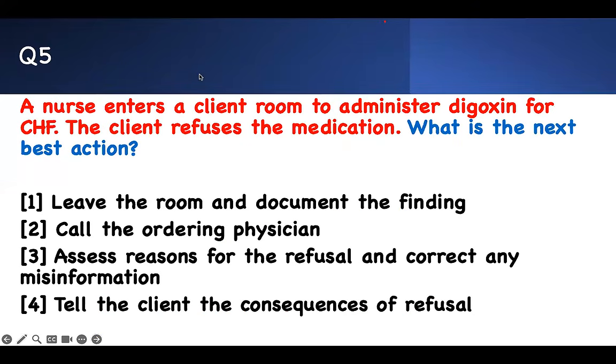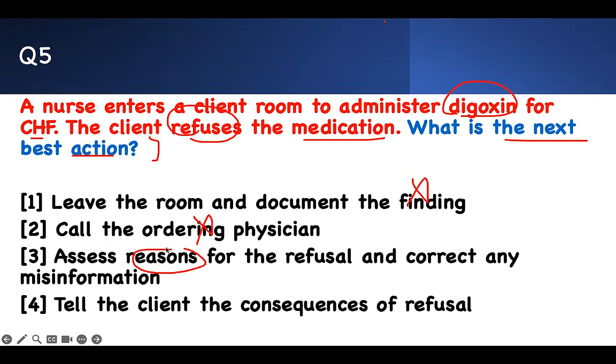Number 5. What do we have? A nurse enters a client's room to administer digoxin for CHF. The client refuses the medication. What is the nurse's best action? There's always a temptation: patient refuses, you go and document. No, you have to. Don't leave the room and document the finding. Don't call the physician. You've got to do your job as a nurse.